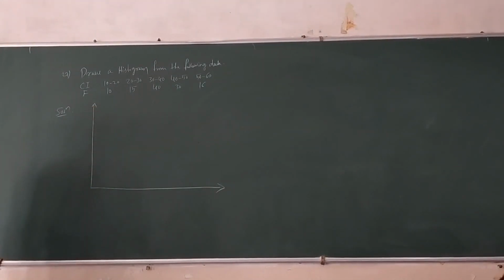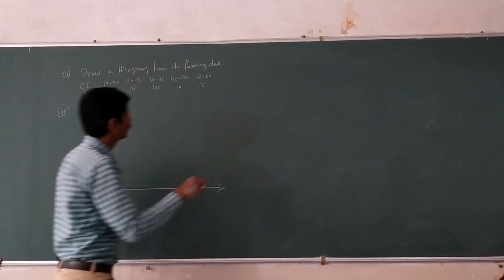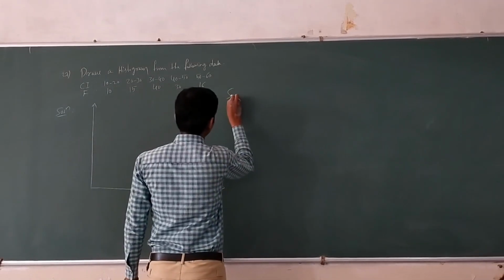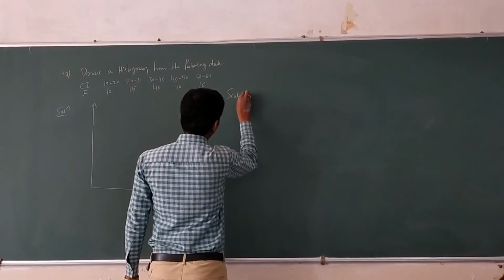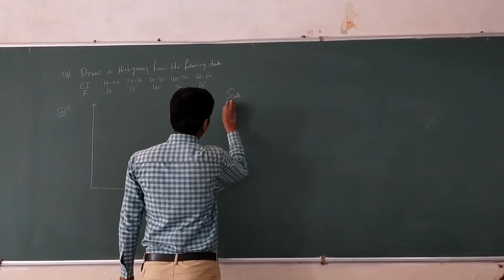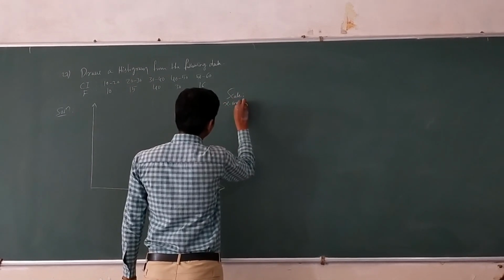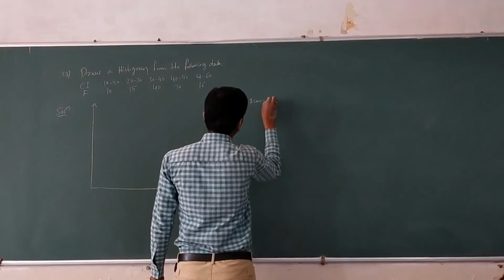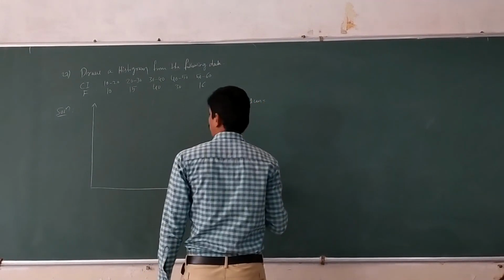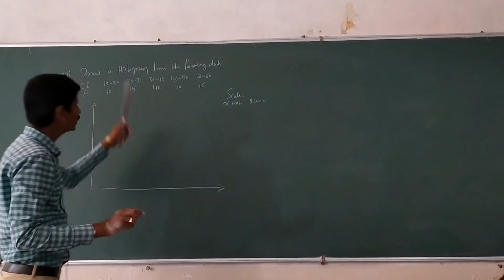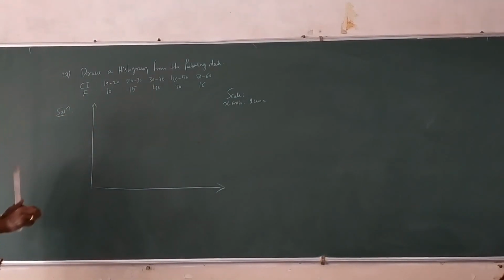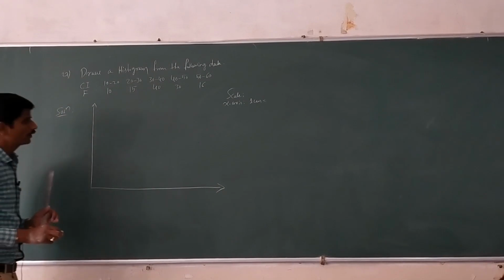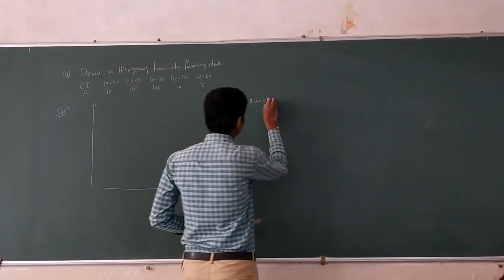See, here the scale. On the x-axis we have to take class intervals, starting from 10 to 60 minutes. We have to take 1 centimeter equal to 10 minutes.